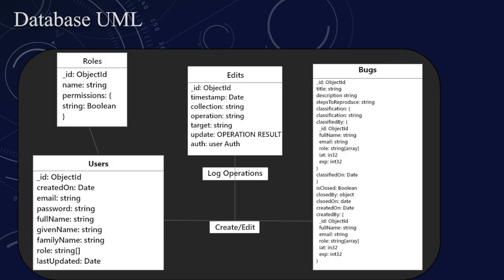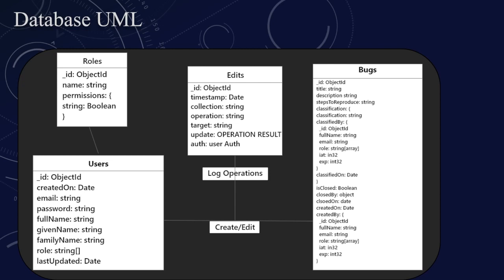This is my database UML. First up, we have users in the bottom left. Each user has ID, created on, email, password, full name, given name, family name, roles and last updated. The roles array just stores the names of the roles that are in the app. Each role has an array of objects of permissions with a name and a true or false value. I will show you next what the permissions do.